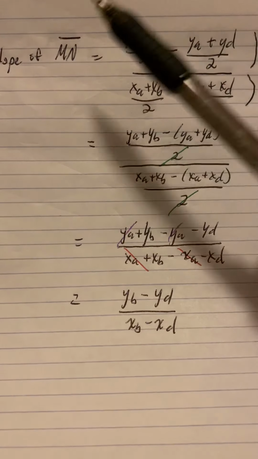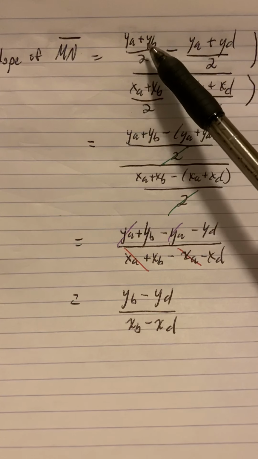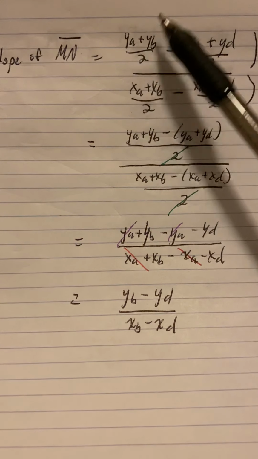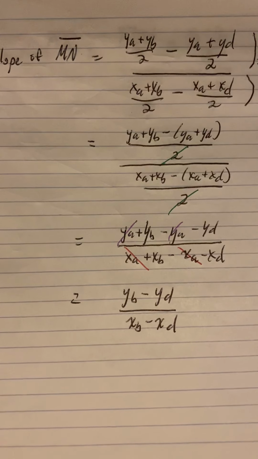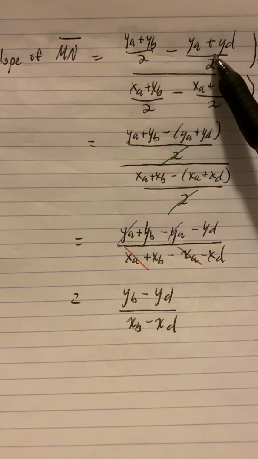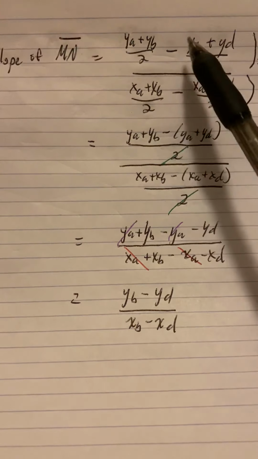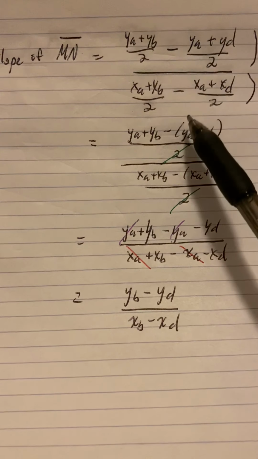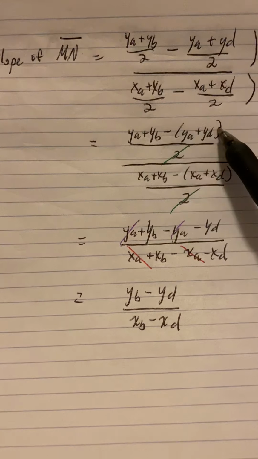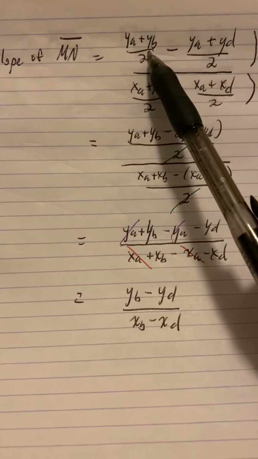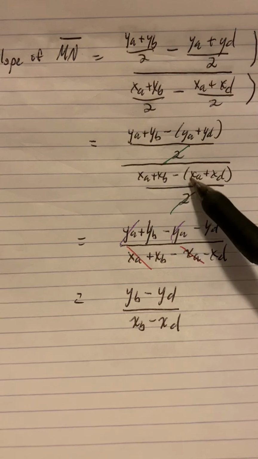So let's get the slope of MN. Well, we have the coordinates for it, and we just do y2 minus y1 over x2 minus x1, the rise over the run. We get a common denominator in the numerator and denominator, so we can combine those fractions if we're careful to distribute the negative. So notice my parentheses, very important. I can combine these two fractions because they have a common denominator.